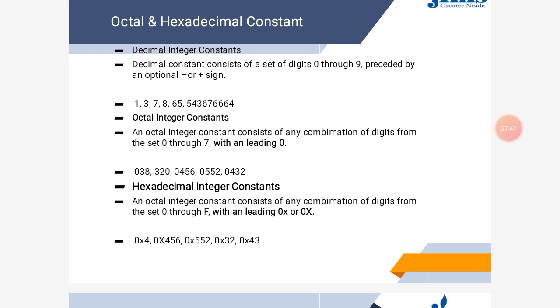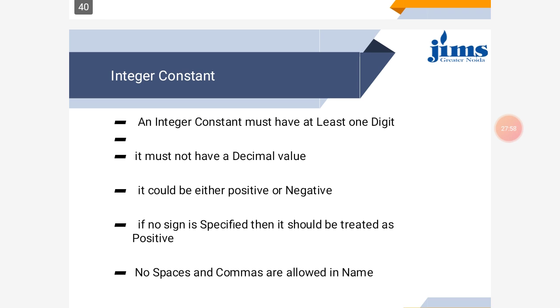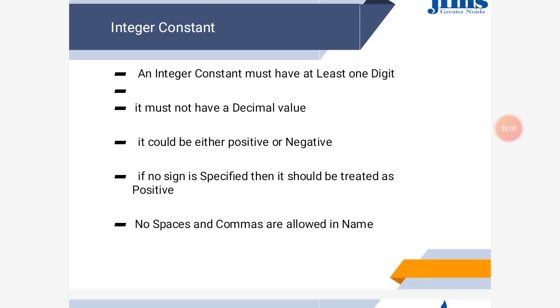So we talked about octal and hexadecimal constants. An octal value starts with 0, and a hexadecimal value starts with 0x. Integer constants will contain at least one digit. It must not have a decimal point. It could be either positive or negative. If no sign is specified, then it is treated as positive. No spaces and commas are allowed.